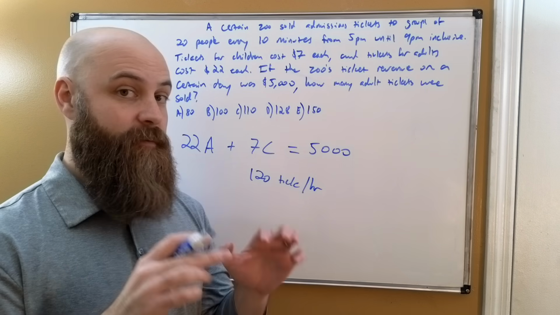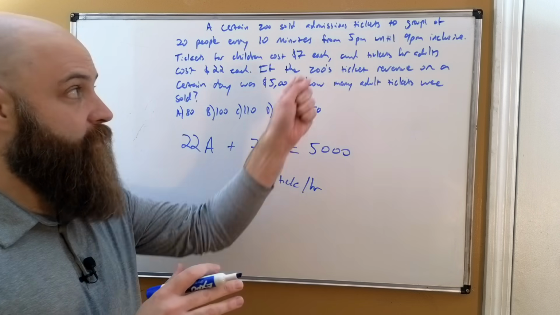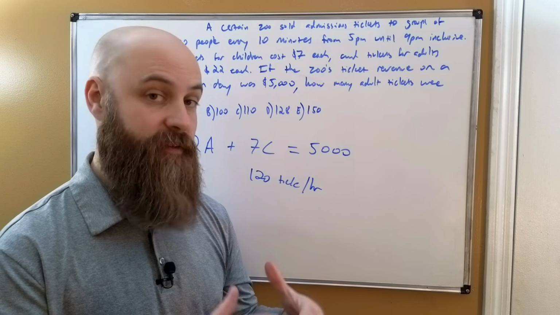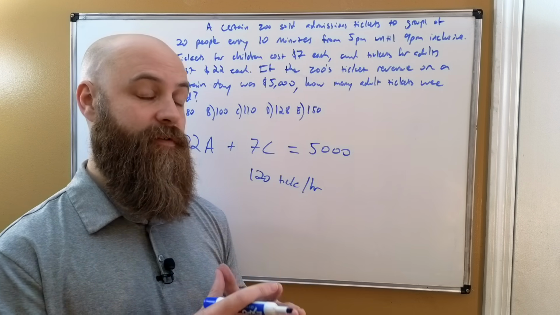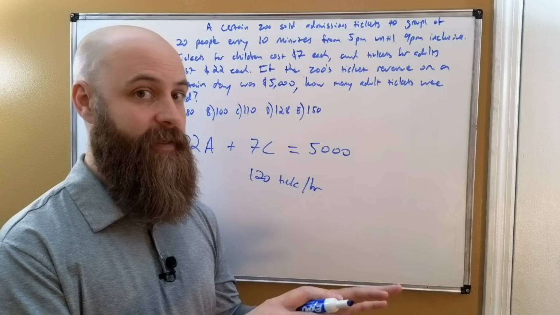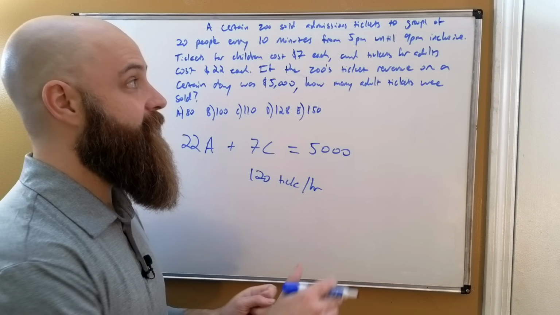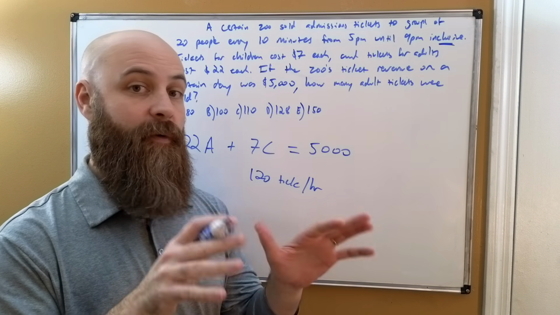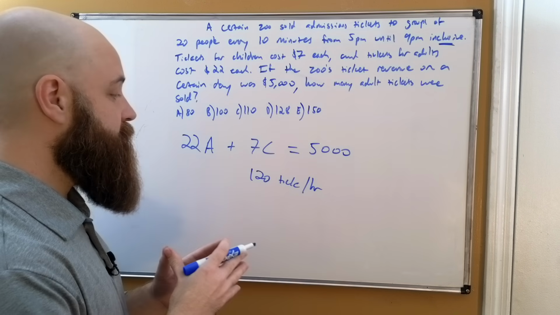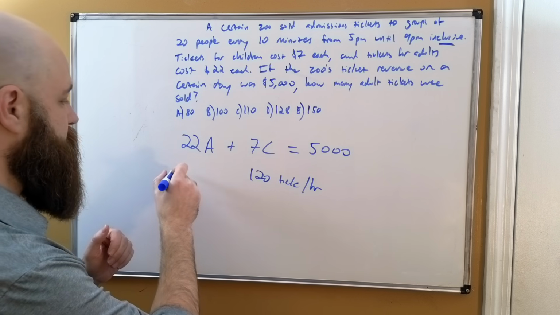Okay, now if I was rushing, I might say, okay, well 5 p.m. to 9 p.m., 9 minus 5 is 4 hours, 120 times 4 is 480, great, I sold 480 tickets. But be careful. If I did that, I'm missing this really key word, inclusive. I want to include the endpoints. So let's see how that relates to this question here.